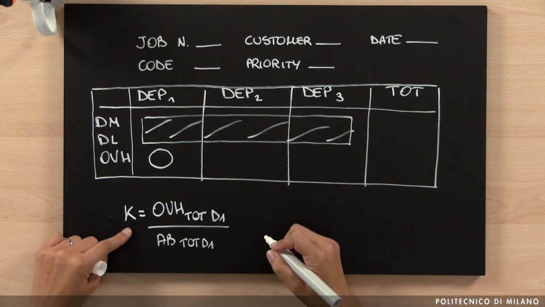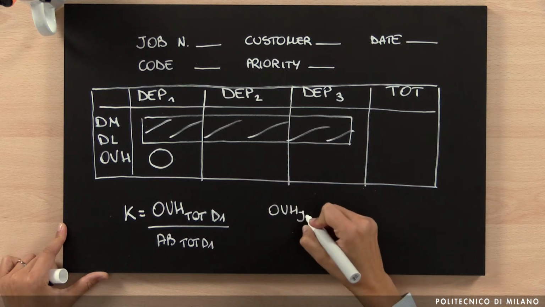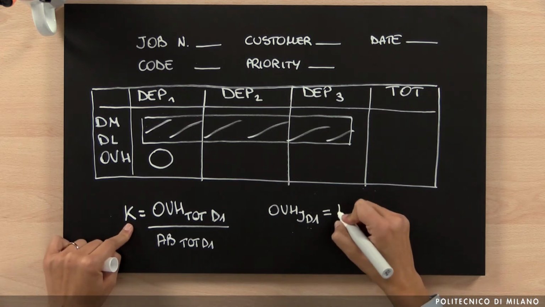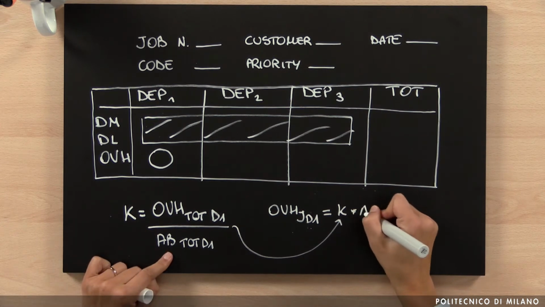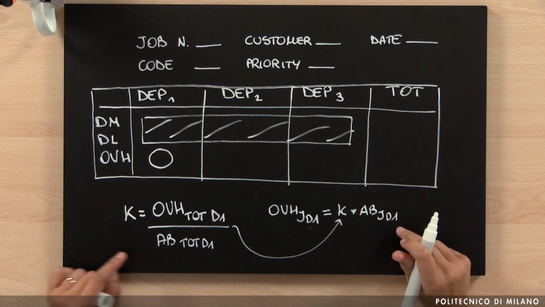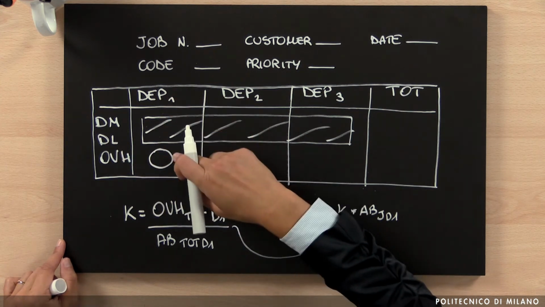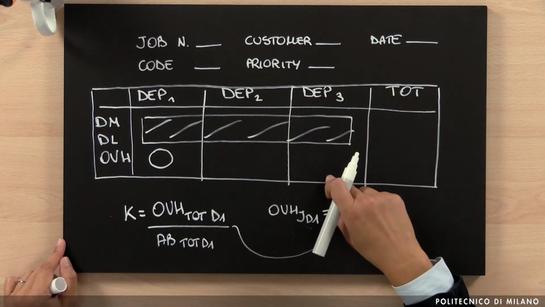Once we have this value K, we need to calculate the overhead of our job within department 1. This value will be equal to K, the result of this formula, multiplied by the allocation basis of our job within department 1. This will be the value that enters the overhead within department 1 of our specific job. The same formula should be applied for the other departments. Now, let's see with an example how this kind of job order costing system works.